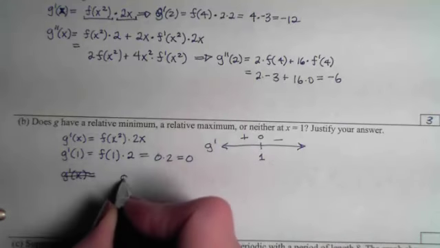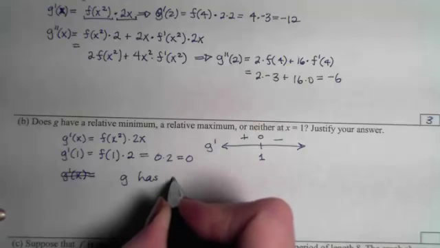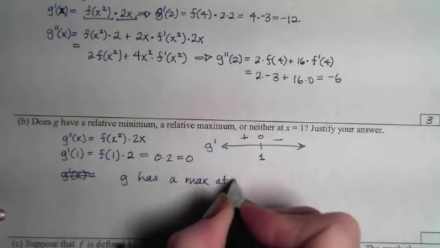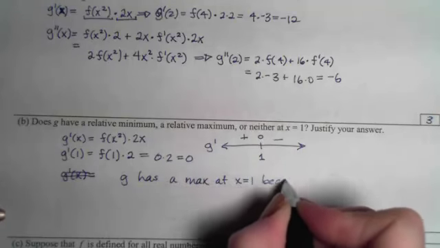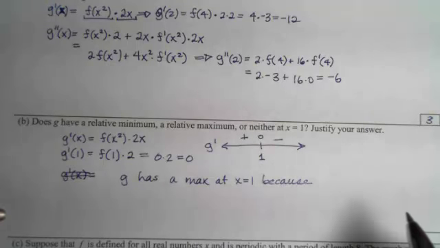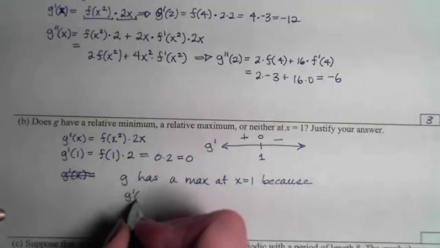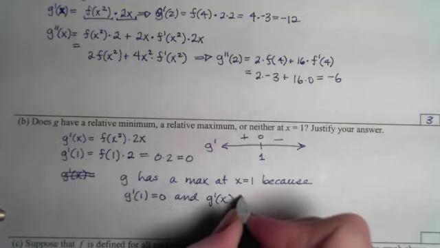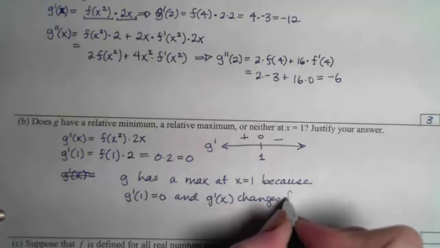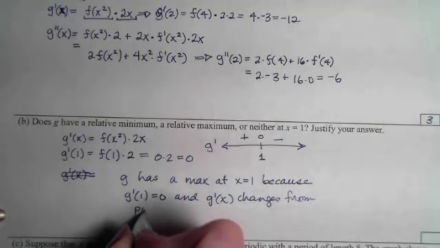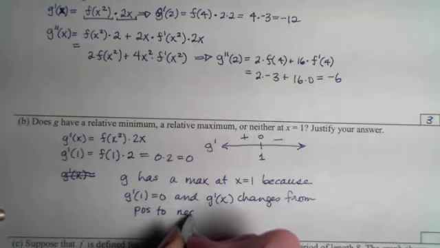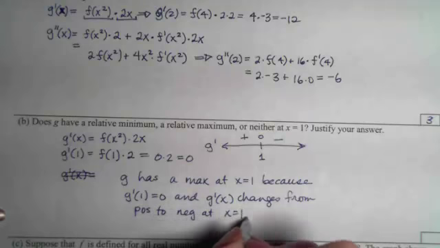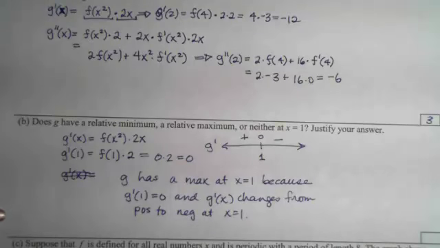So we can write g has a max at x equals 1, because g is continuous and g prime of 1 equals 0, and g prime of x changes from positive to negative at x equals 1. That was worth 2 points. 1 point for the answer, yes, you've got a relative max, and 1 point for the reason.